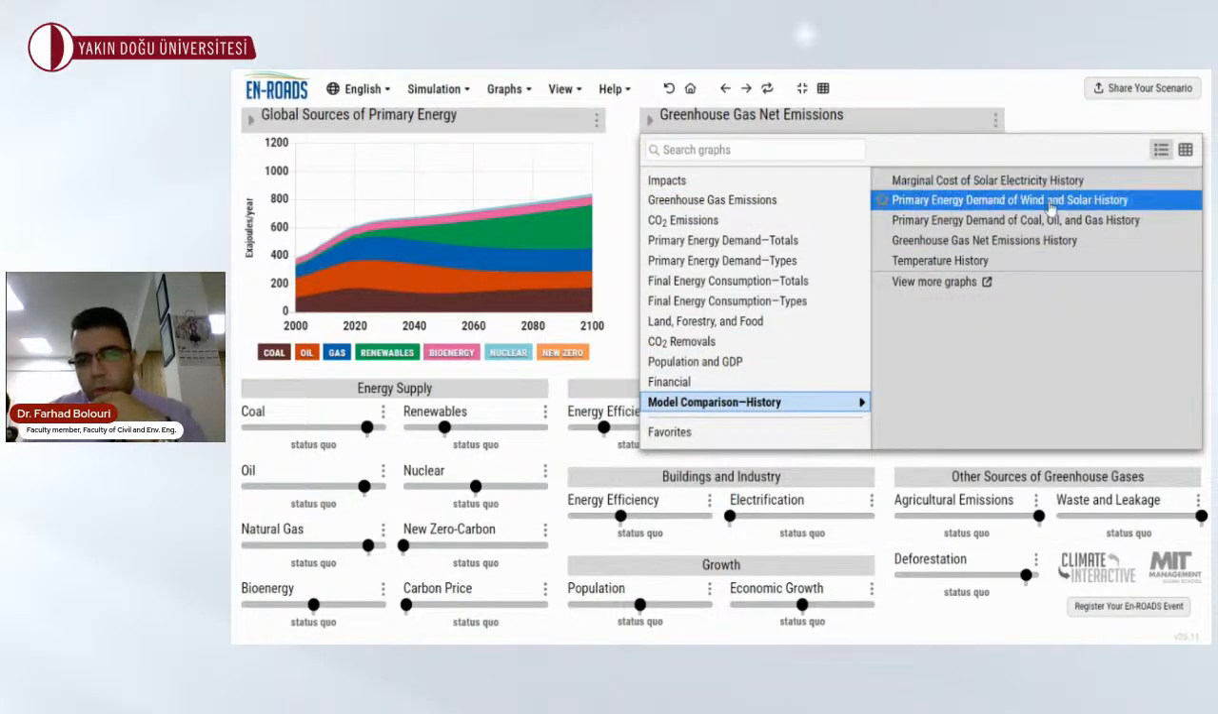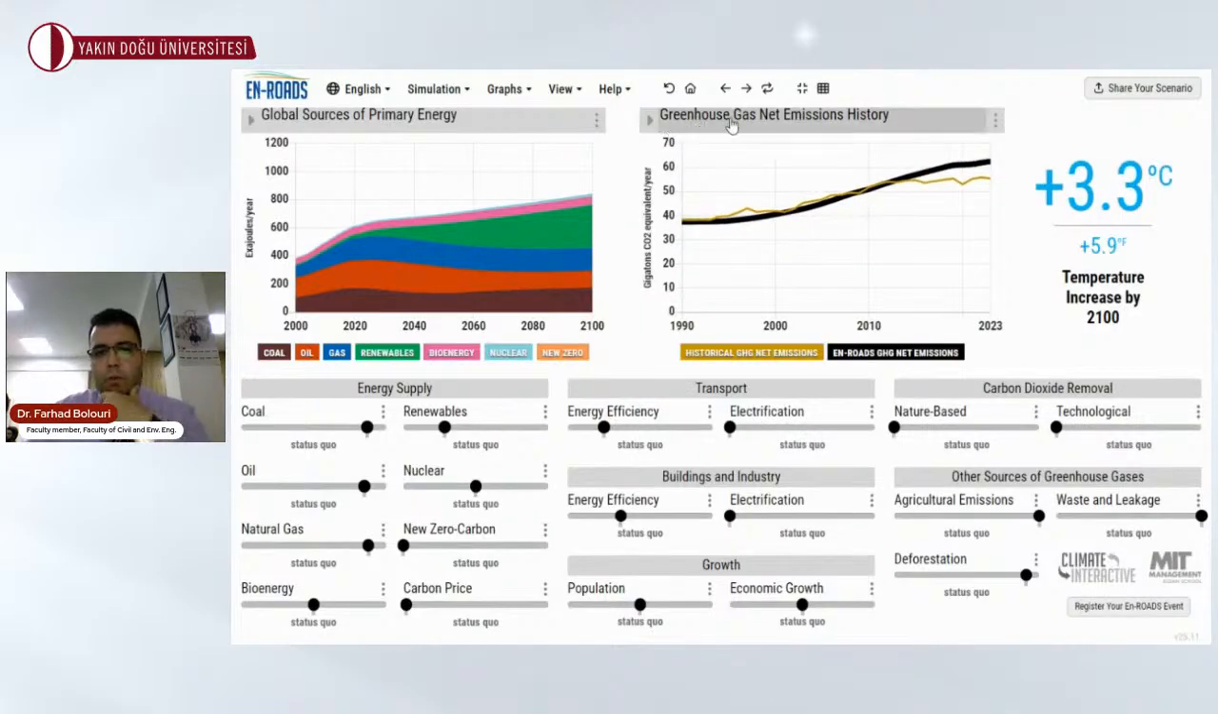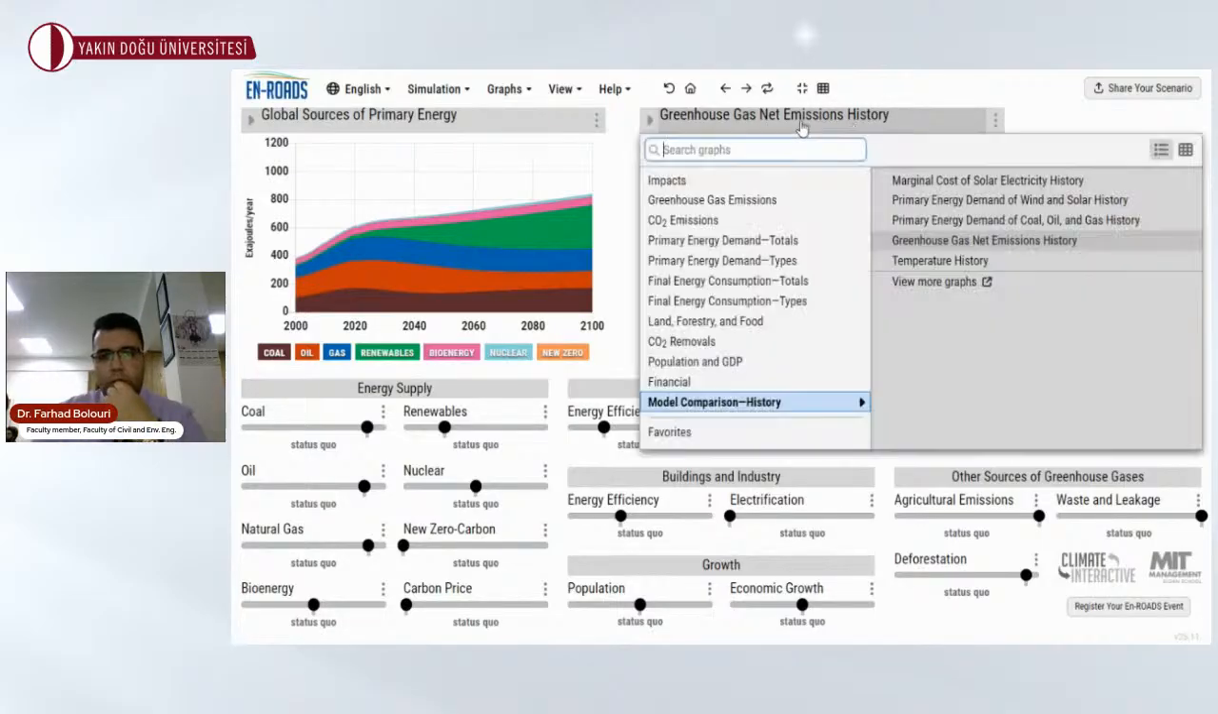For example, for energy, yes. As you see, for greenhouse gas net emission history from the 1990s till 2023, for more than 30 years, they did this. The historical data is the yellow one, and the En-ROADS modeling is the black one. As you see, it covers it, so the calibration is good.